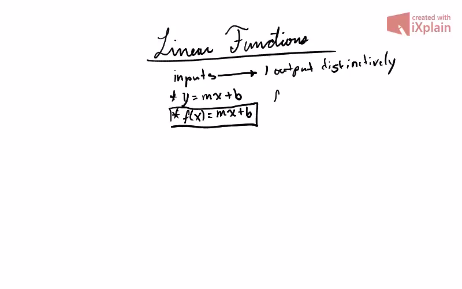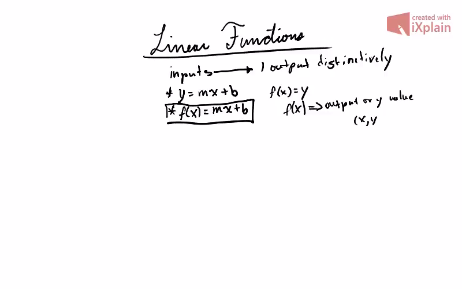It is important to note that f of x equals y. They mean the same thing. A function of x is the output. So the function of x implies an output value, or y value, however you want to think of it. When you see f of x, just think of the y point in an xy coordinate.